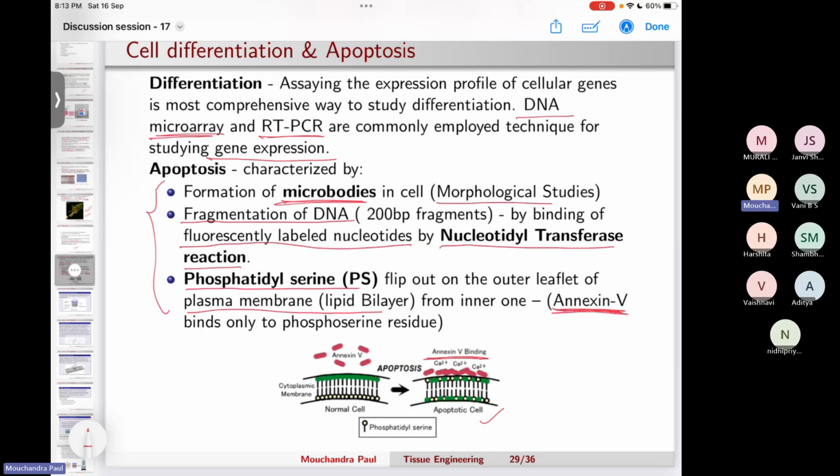You can tag this annexin 5 using primary antibodies, and these primary antibodies can be conjugated with fluorescent dyes, and you can selectively see which of these cells are apoptotic. This kind of information can help you understand whether your cell is undergoing apoptosis or not under some defined conditions.